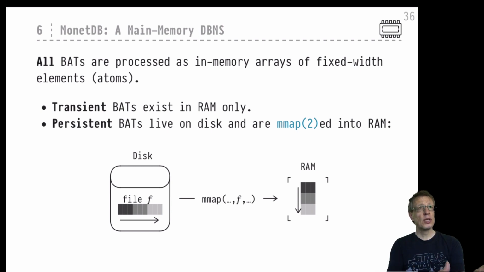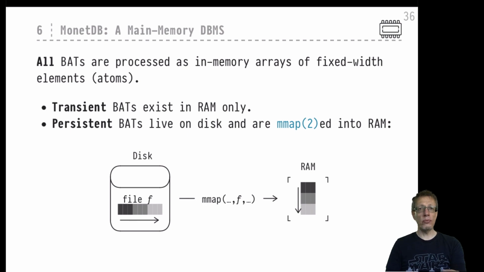In fact, the BUTs, these ordered vectors of payload data in these binary association tables, are RAM-based data structures. This is where all the processing takes place. All these operators, the MAL operators like algebra, projection, are operating over RAM-resident BUTs.